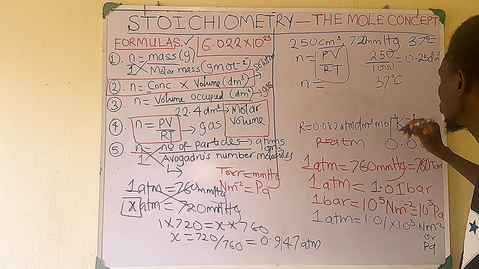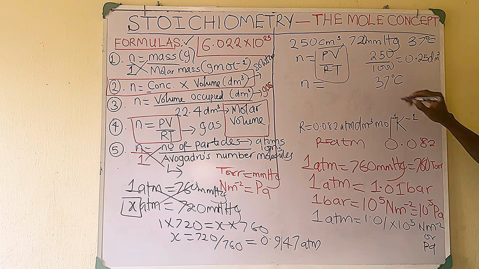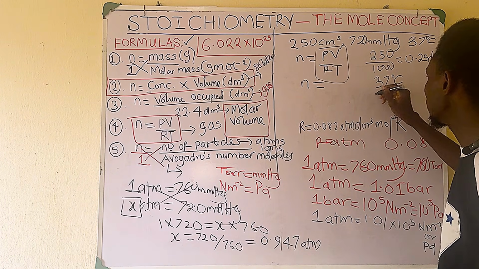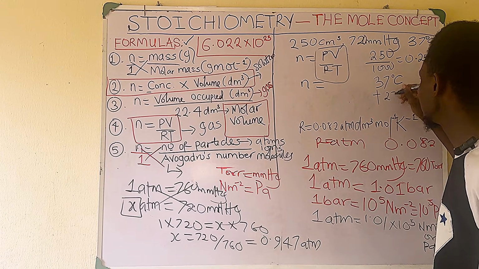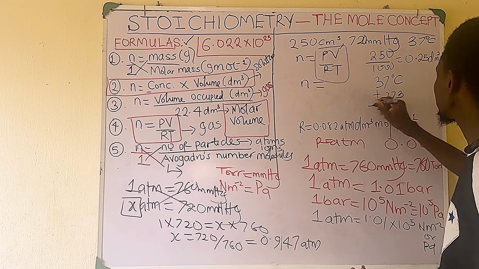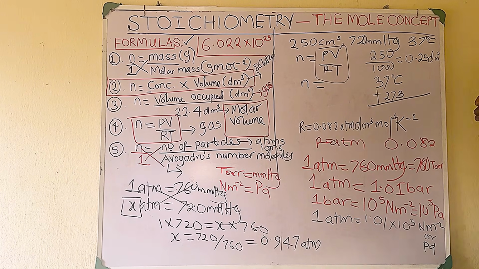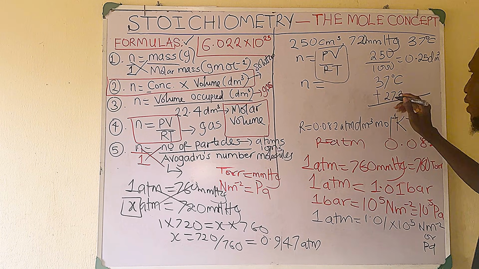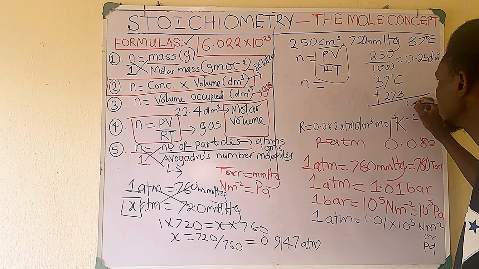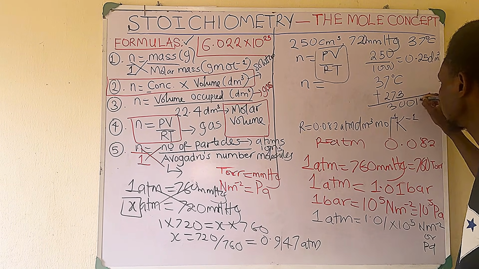So from there now, it means we have to convert this to Kelvin. So what do you do now? You're going to add 273. To convert Celsius to Kelvin, you add 273. Please take note. You're going to add 273 to this. So if you add 273, you're going to be getting 300 Kelvin.